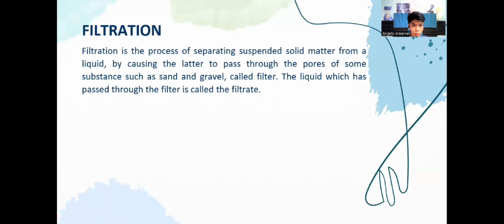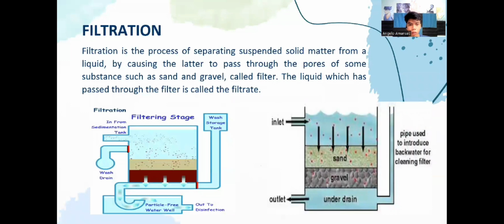Filtration. Filtration is the process of separating suspended solid matter from a liquid by causing the latter to pass through the pores of some substance such as sand and gravel, called filter. The liquid which has passed through the filter is called the filtrate. We can see in the picture below that there is a water inlet and then the water passes through the filters, which are the sand and gravel, and then the cleared or filtered water is conserved for the next process. That's all for my part.